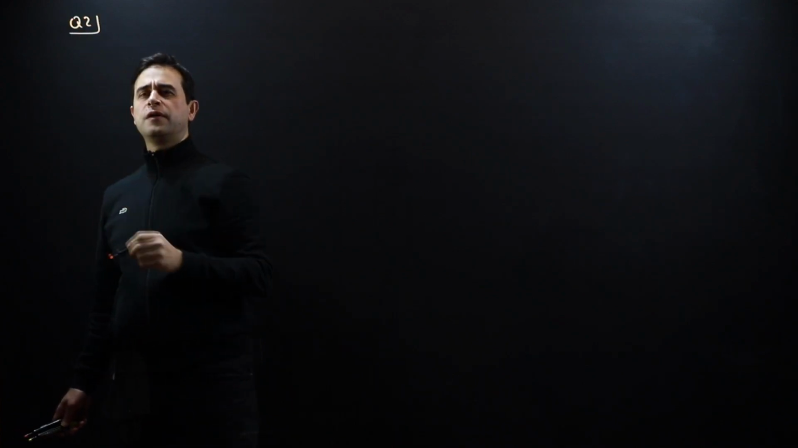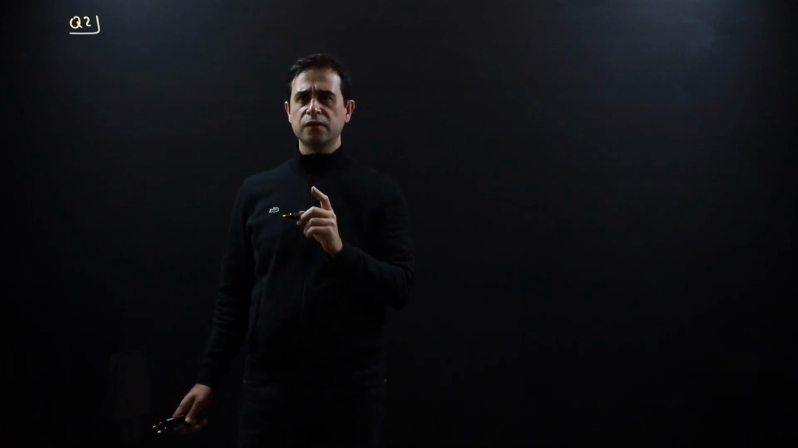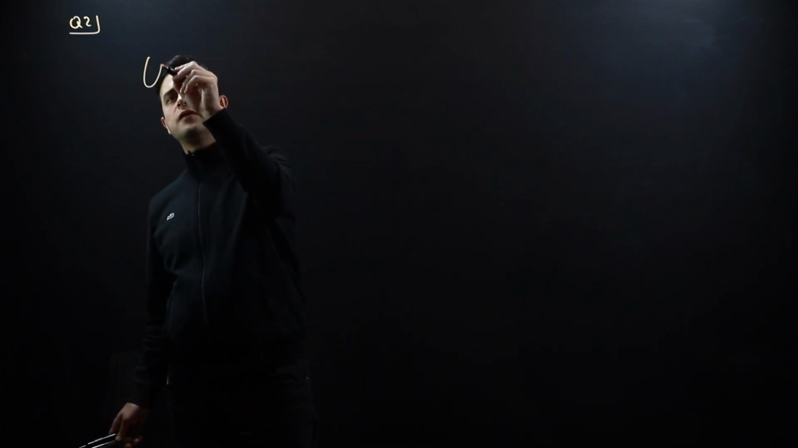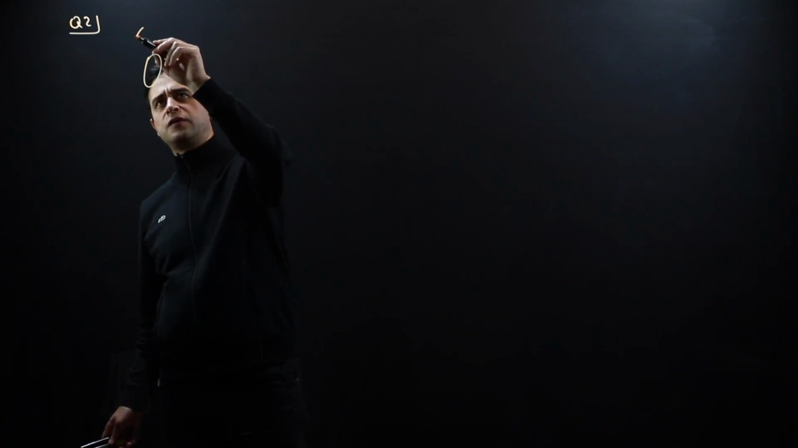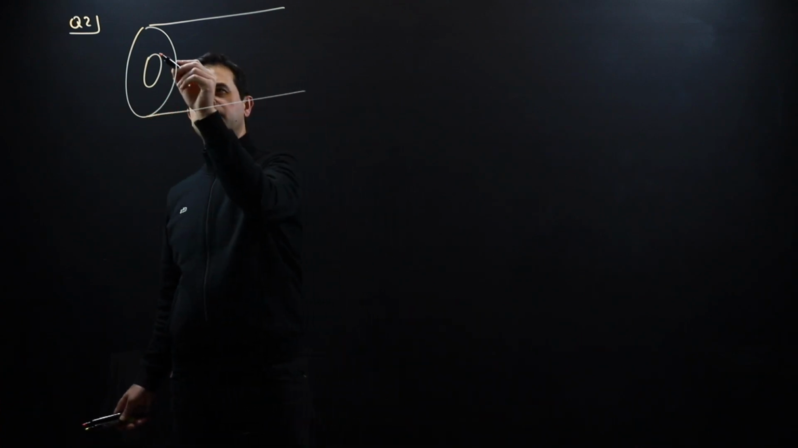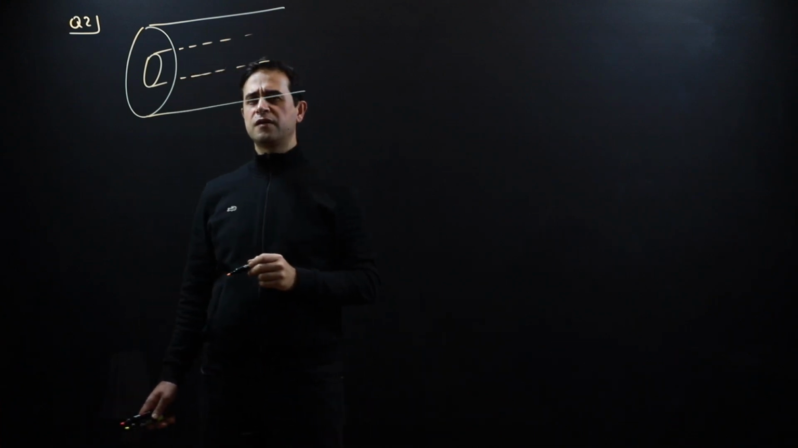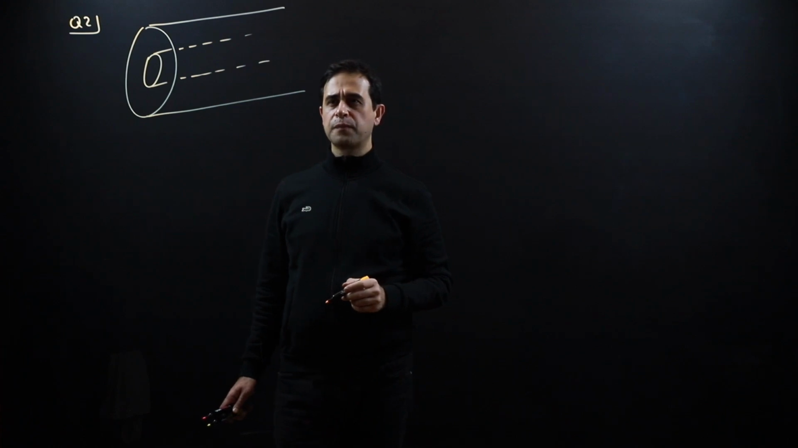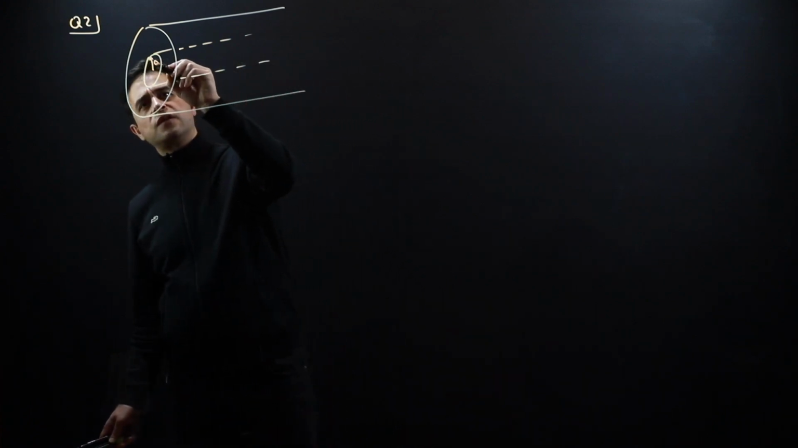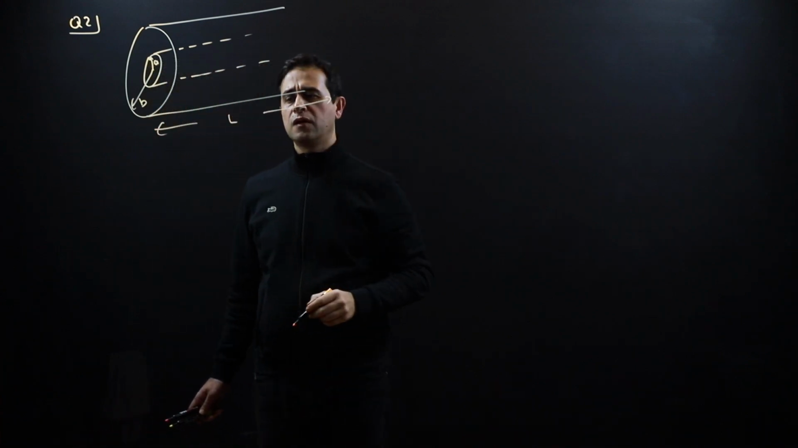So the second question in this chapter, Gauss's law, question number 2. It's the following. We have a coaxial cylindrical shell, which looks something like that, where the inner radius is A and the outer radius is B. So if I draw it, it's like A and B. And the length of this thing is L, capital L.